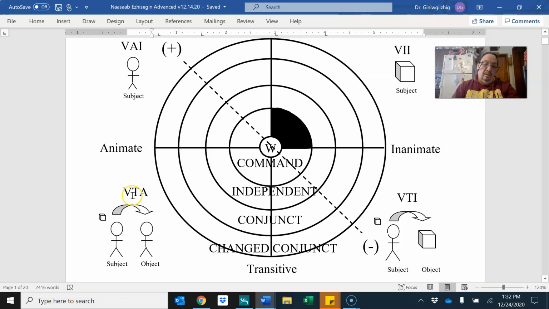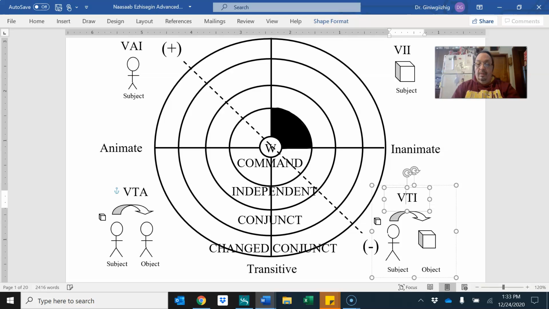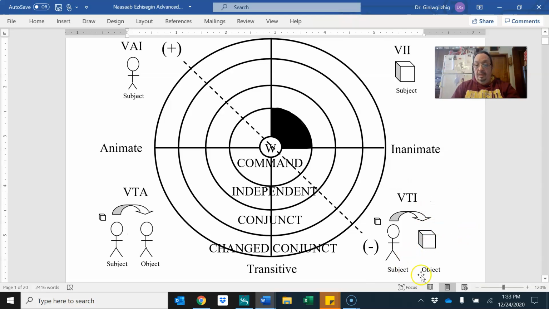Now, the verb in this case, the subject could be either inanimate or animate, so they don't mark it in there. Does it transfer onto an object? Yes, it does. And the object is animate here. The verb transfers onto something, that's the action of the verb. The subject could be inanimate or animate, so they don't put the marker here. But in this case, it transfers onto an object, and definitely, for sure, the object is inanimate.